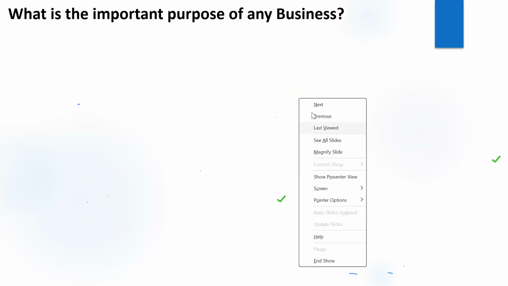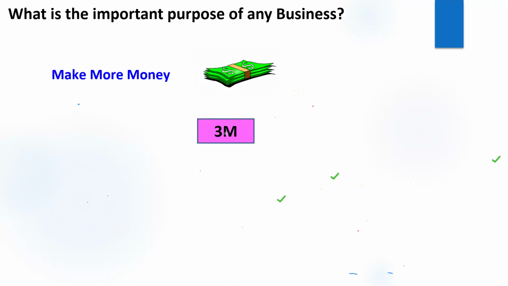But to be honest with you, what is the purpose of any business? The purpose of any business is to make more money. I'm not saying that is the only purpose of any business, but that is an important purpose of any business. Make more money.